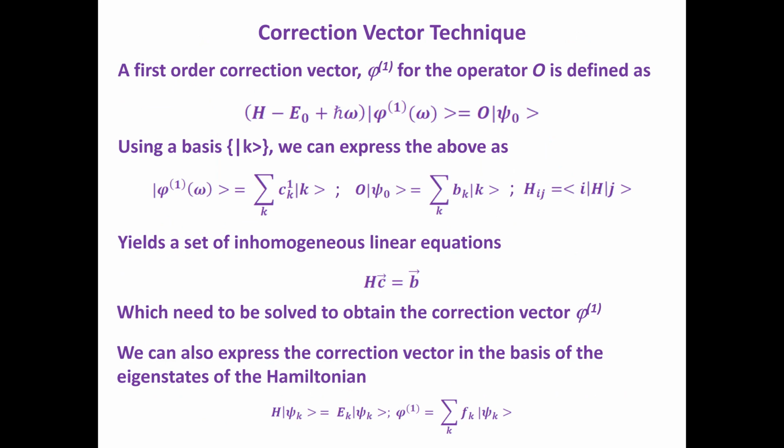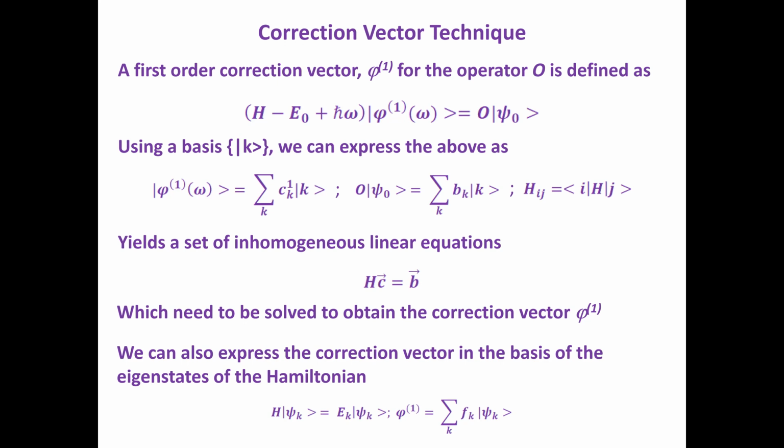In this, you define the first order correction vector phi 1. So what is phi 1? Phi 1 is nothing but the solution of the equation (H minus E naught plus h cross omega) phi 1 omega equals O operating upon psi 0. Now, what exactly is phi 1?